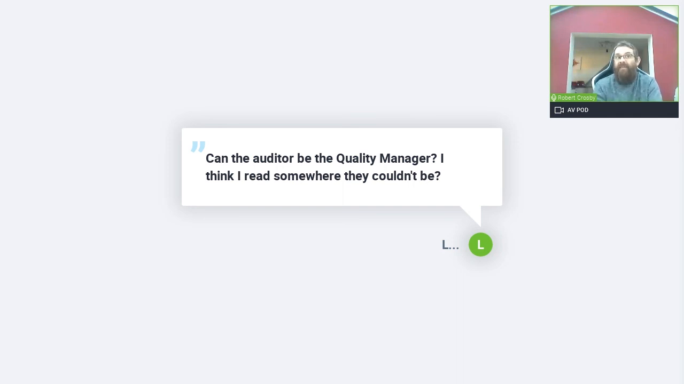As I say, my answer to that particular question, Lorraine, is it can be anybody within the organisation, providing that they're professional and that they have an understanding of the processes that they're auditing. I'm hoping that answers that question.